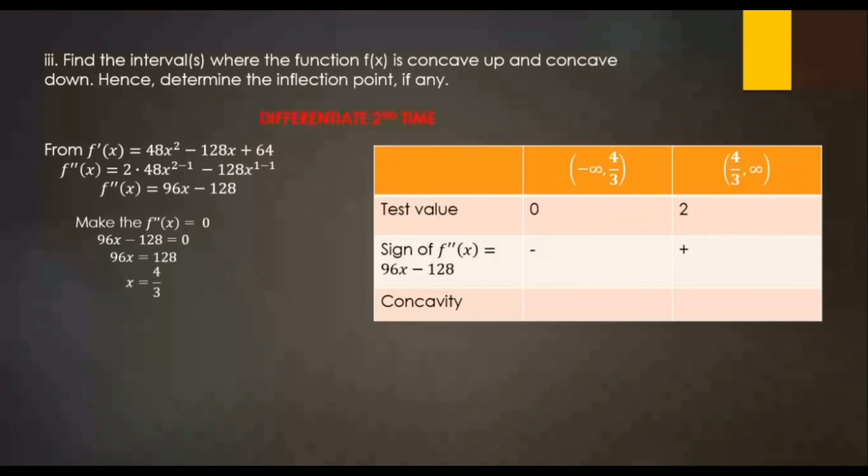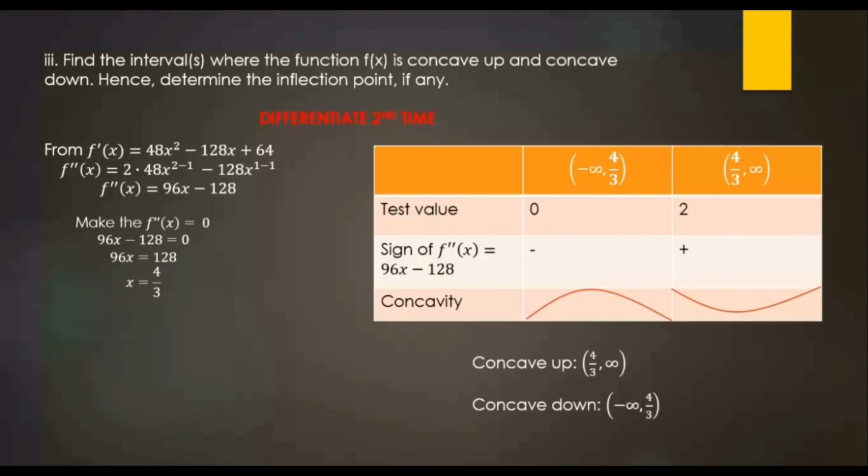Then we substitute the test values into the equation of f double prime x. For 0, we will get a negative sign, and for 2, we will get a positive sign. If the sign is negative, we know that the concavity is sad. And if the sign is positive, then we know that the concavity is happy. From there, we can conclude that the concave up interval is 4 over 3 to infinity, and the concave down interval is negative infinity to 4 over 3.